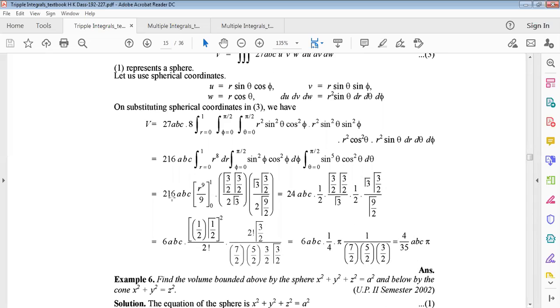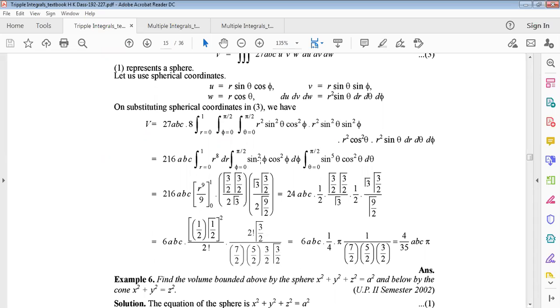Now 216 abc, integration of r to the power 8 with respect to r is r to the power 9 divided by 9, limit 0 to 1. And this is the formula from the gamma beta function, for sin to the power p, cos to the power q. What will be the formula? Gamma of (p plus 1) by 2, gamma of (q plus 1) by 2, divided by 2 into gamma of (p plus q plus 2) divided by 2, right?